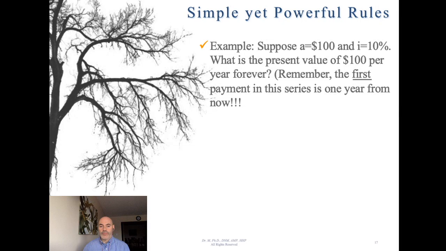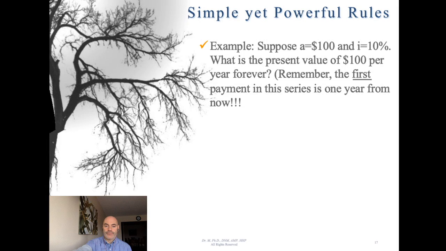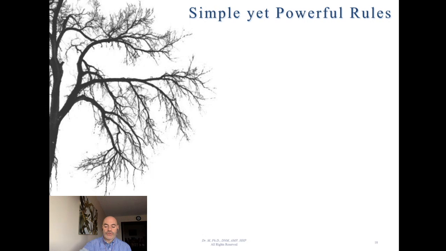Let's do an example, and that will help you. Suppose this annuity, an annual amount that does not change, is offered to you in the sum of $100 with an interest rate of 10%. What is the present value of this $100 per year forever? Remember, the first payment in the series is 1 year from now. So you take $100 and divide it by the interest rate of 10%, and you will arrive at an answer of $1,000.